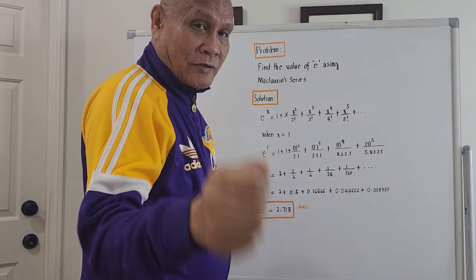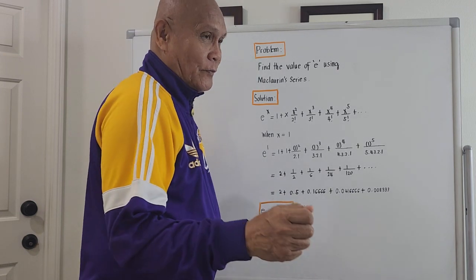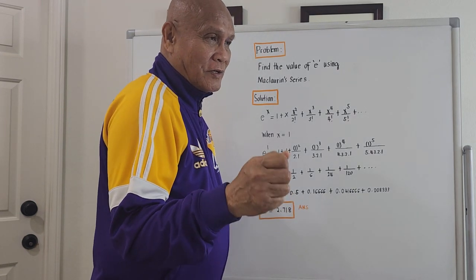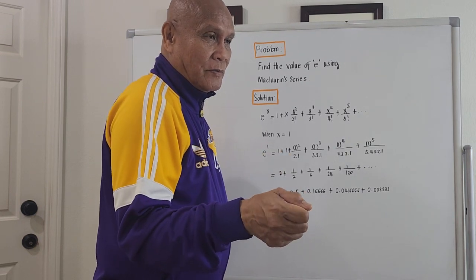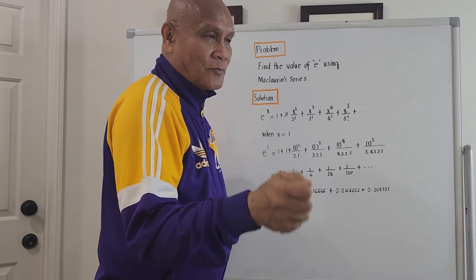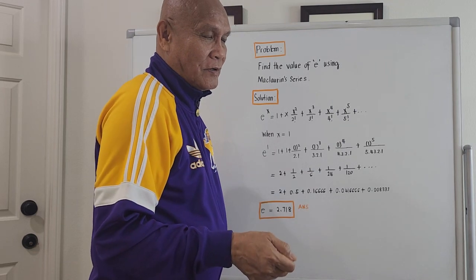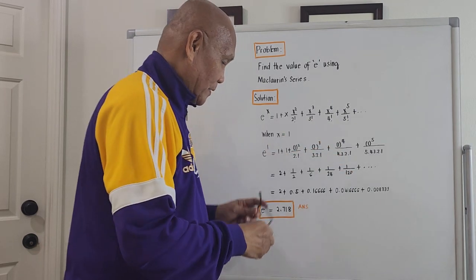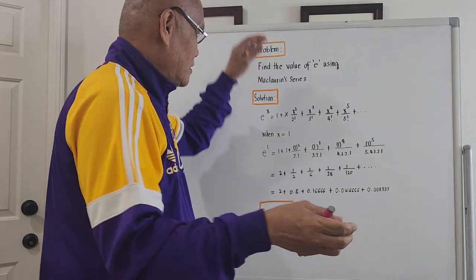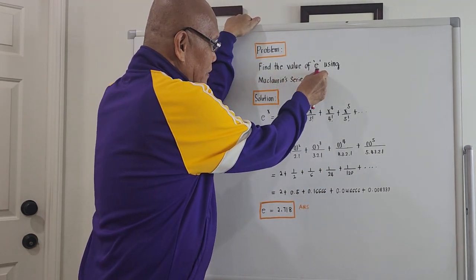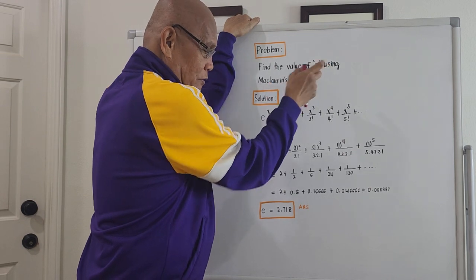Our topic for this session will be the derivation of the value of e. The value of e is the base of the natural logarithm. Okay, let's proceed. The problem is: find the value of e using Maclaurin series expansion.